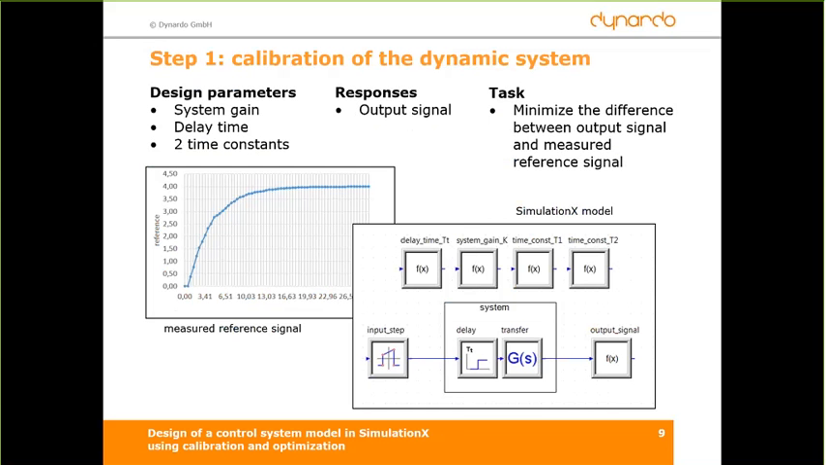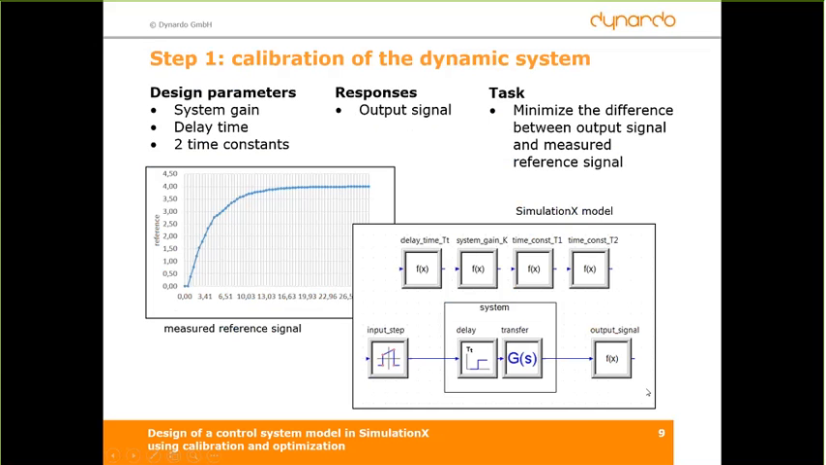Step one is the calibration of the dynamic system. The picture on the right shows the given model in SimulationX. To get the transfer function of the system, the input signal from the module input step is 1 for all times. Modifiable parameters of the system are the delay time, the system gain, and 2 time constants.